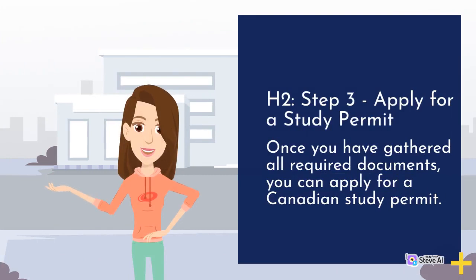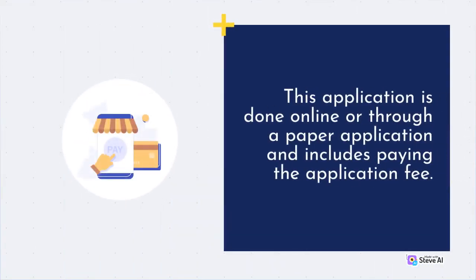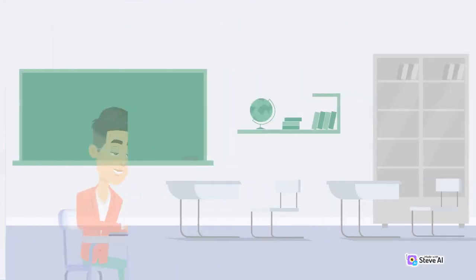Step 3. Apply for a study permit. Once you have gathered all required documents, you can apply for a Canadian study permit. This application is done online or through a paper application and includes paying the application fee.